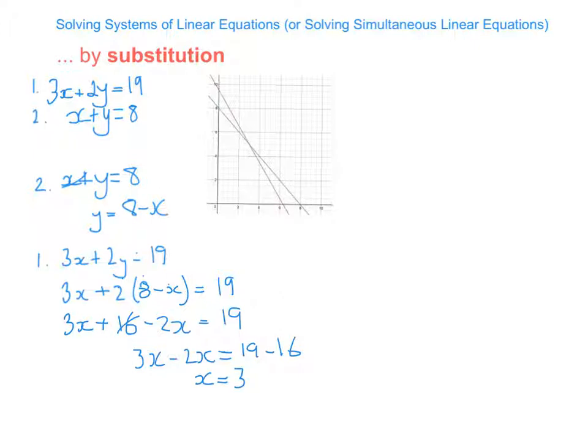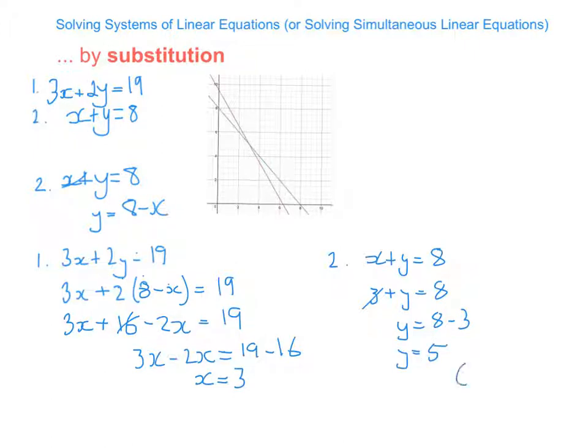So my next task is to take my x equals 3 and substitute that into one of the equations. It doesn't matter which one, but as equation 2 produces what looks like the easiest math, I will substitute in there. So x plus y equals 8 becomes 3 plus y equals 8. If I subtract 3 from both sides, I get y equals 8 minus 3, so y equals 5.